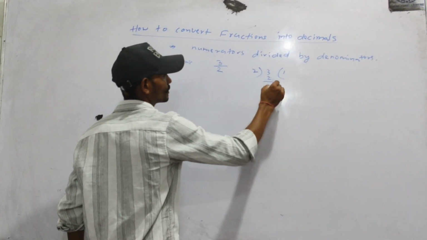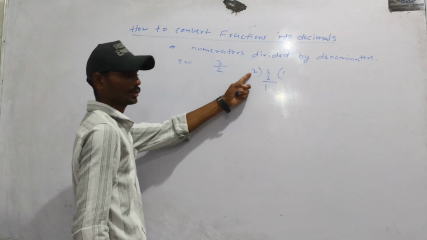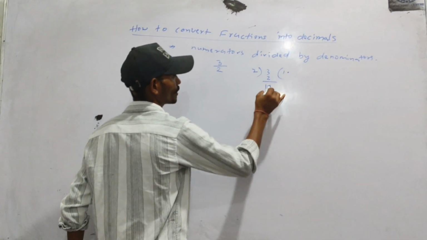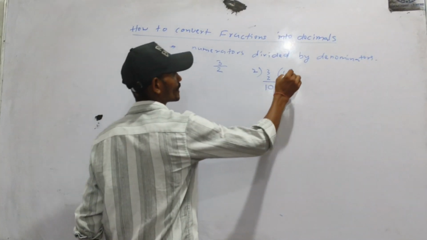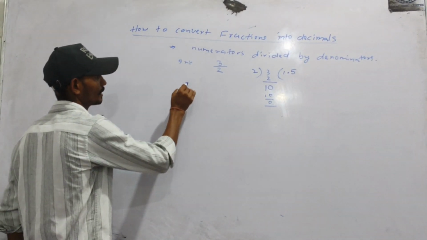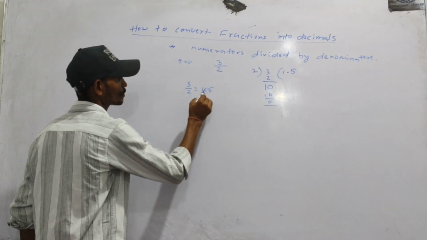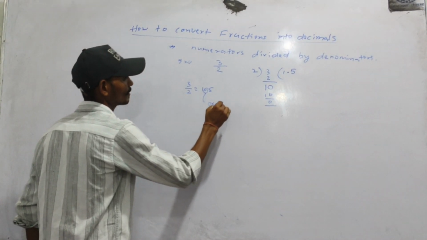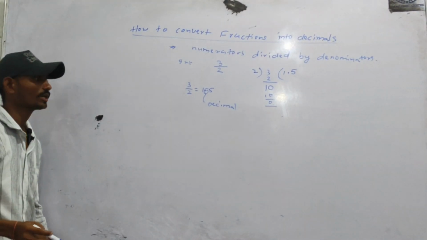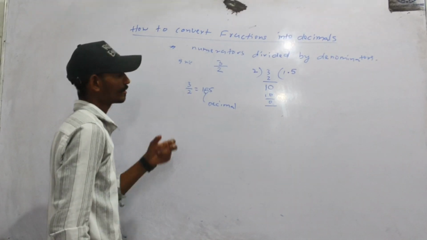So 2 1s are 2. So 1, there is no sufficient value. 2 is bigger than the remainder. Then you put the point. As per the point, you take 10. So 2 5s are 10. So 0. Now let's observe, 3 by 2 becomes 1.5. This point is called the decimal. After the point, you don't read it as fifty-three.